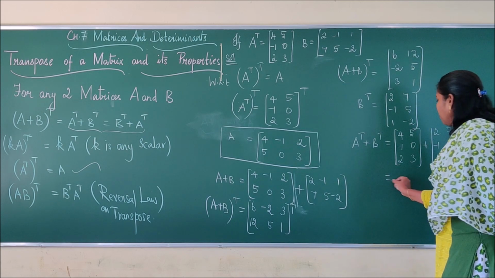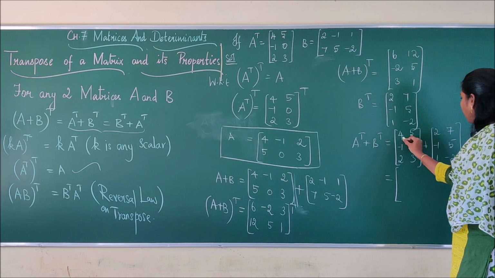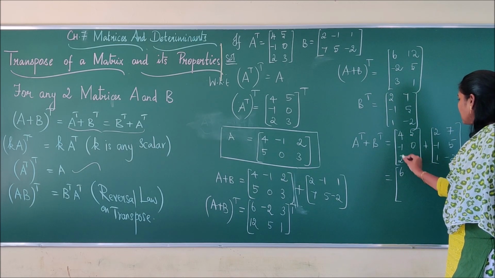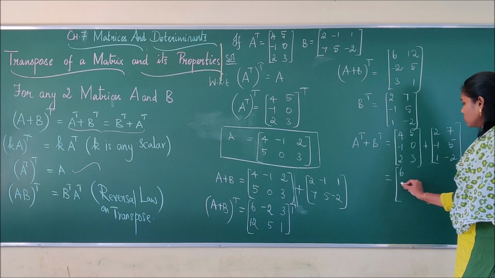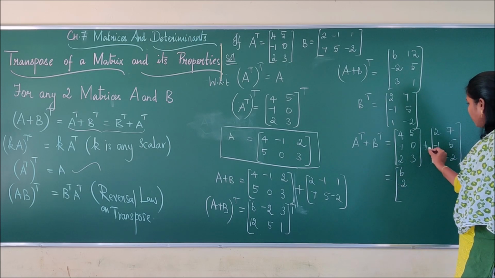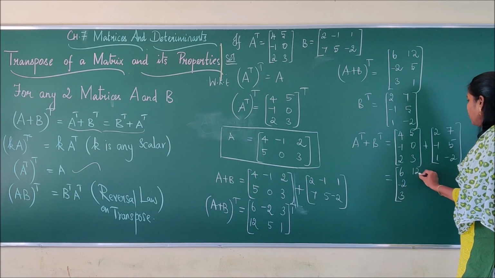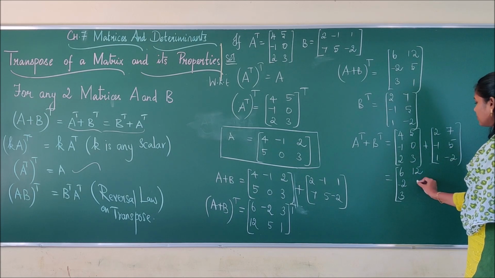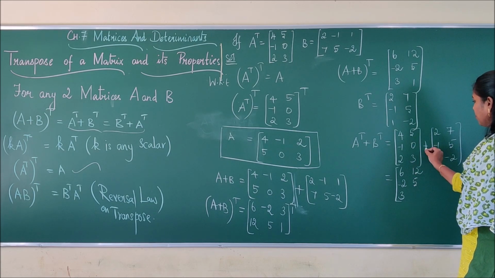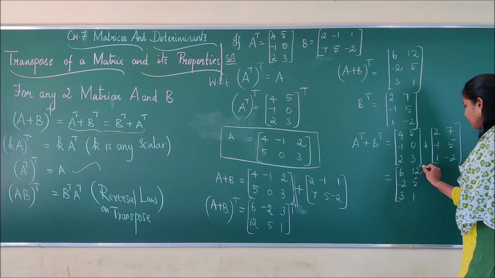Let us start. This is 4 plus 2 is 6. Minus 1 plus minus 1 is minus 2. 2 plus 1 is 3. And 5 plus 7 is 12. 0 plus 5 is 5. And 3 plus minus 2 is 1.